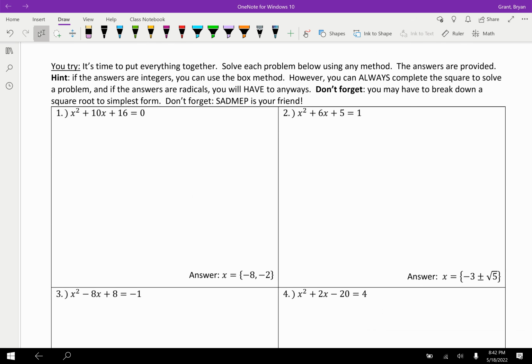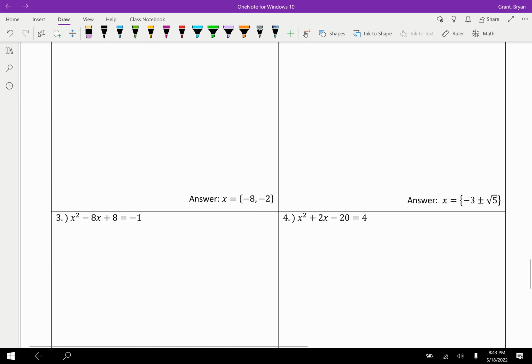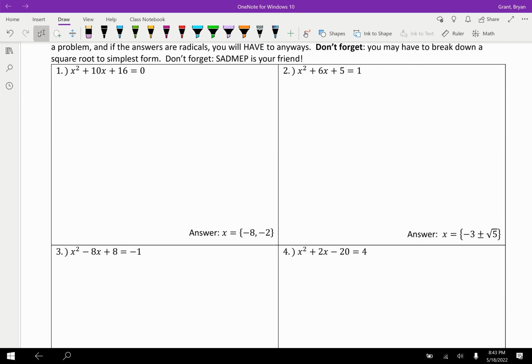So it's time to put everything together. Your goal is to solve each of the 6 problems below using any method. Now, all of them are going to have multiple x's here, which means we can't use SADMAP right away. However, if you look at the answers, some of the answers are nice integer numbers, while others have square roots. If you have an answer with a square root, that's an indicator that the problem is not factorable, which means you can't use the box. So on those square root ones, you're certainly going to have to complete the square. But on ones with nice integer values, I would suggest you just use the box.